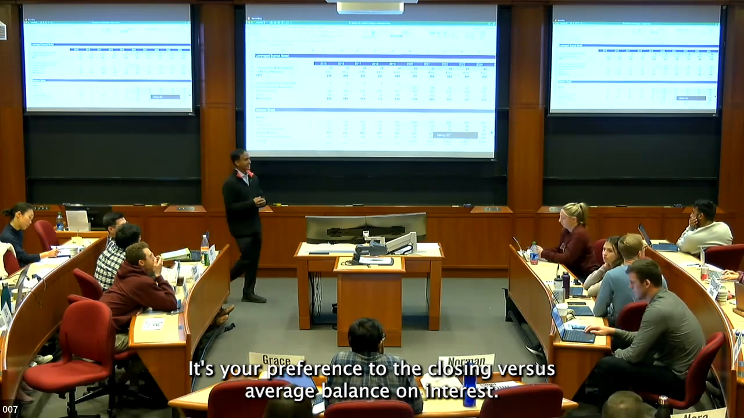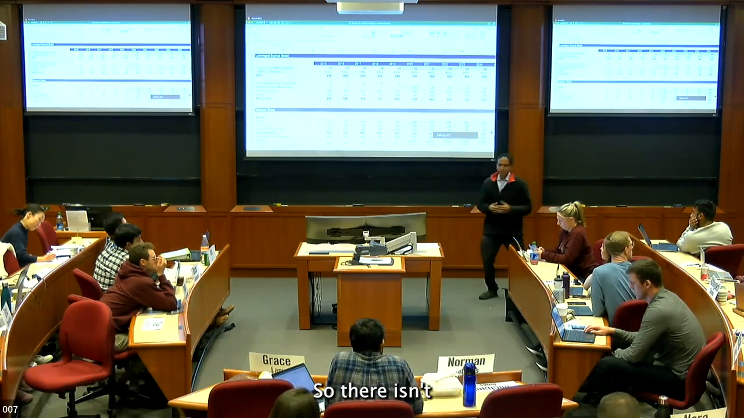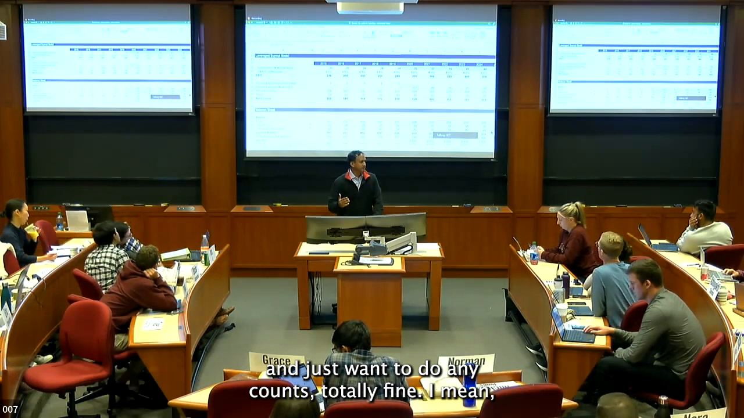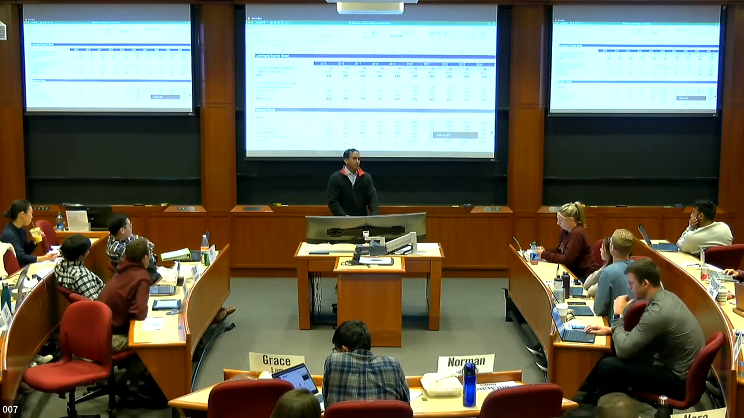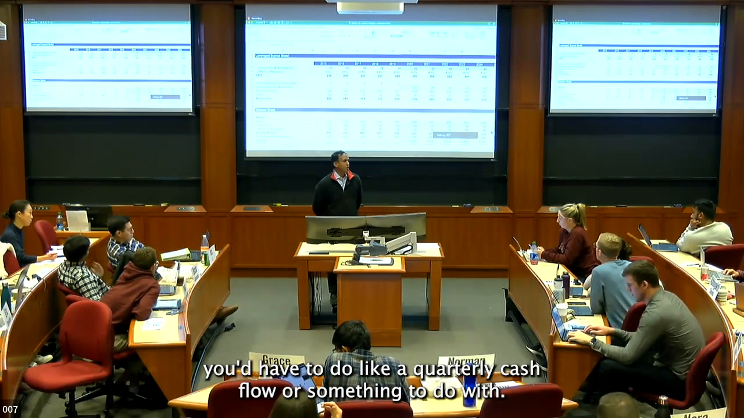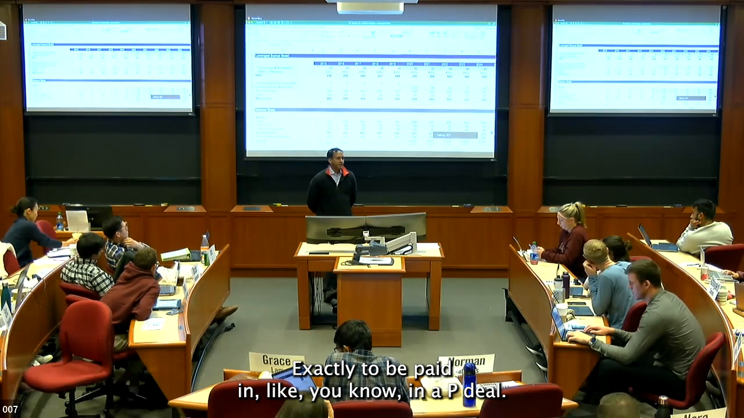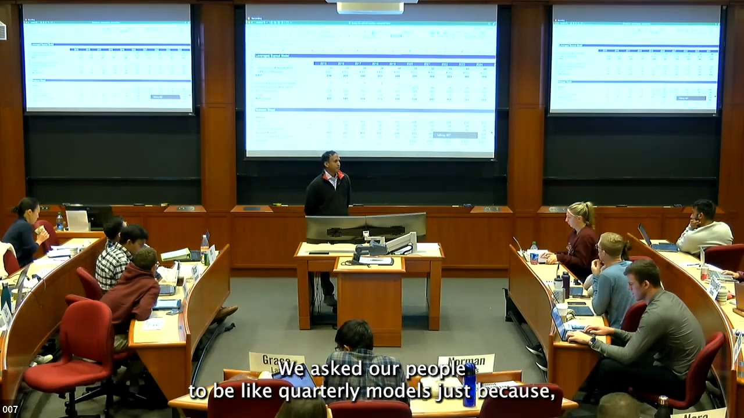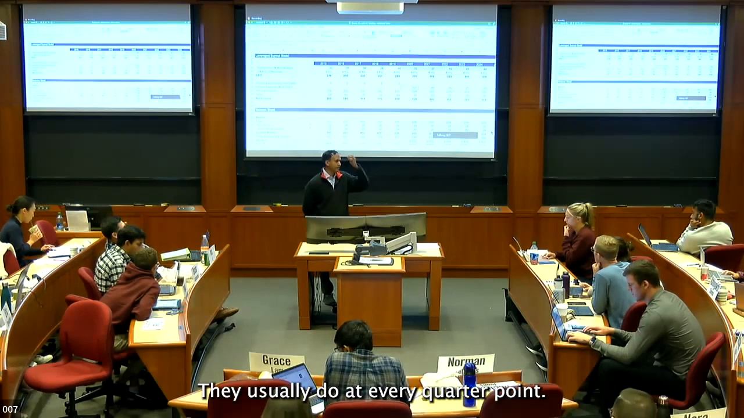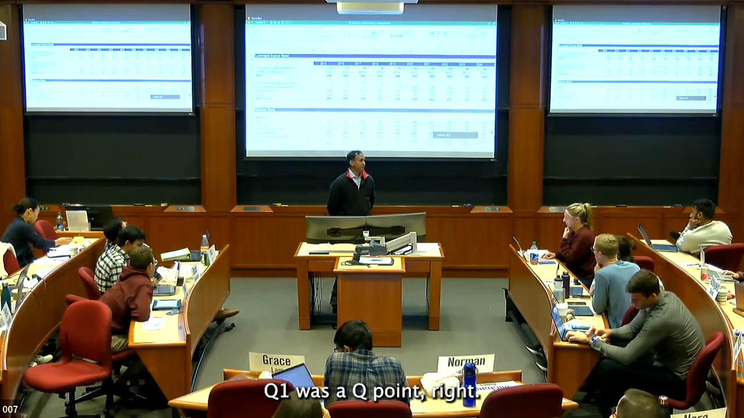Is there a preference to the closing versus average balance on interest payments? So there isn't. I mean, if you're doing a quick and dirty model and just want to do ending balance, totally fine. The conceptual theoretical point is that you'd have to do a quarterly cash flow or something to know when exactly it's being paid. In a PE deal, we ask our people to build quarterly models because interest rates usually reset at every quarter point. There's a big difference if you pay the loan off in Q1 versus Q4, right?